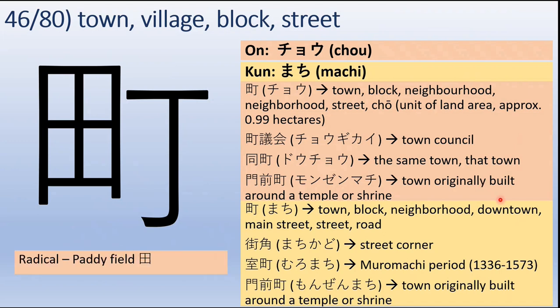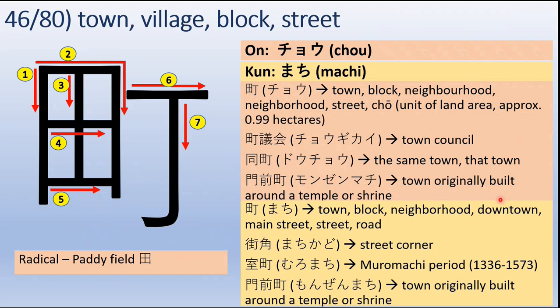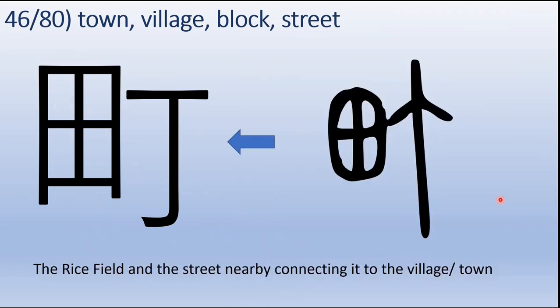Radical is the paddy field, as it's clear. And this is the stroke order. So again, 7 strokes. And how this symbol has been derived. So this is the rice field, and this is a road connecting the rice field to the rest of the village or the town. So this is adopted into this kanji symbol, and it represents a town, village, a block, or a street.